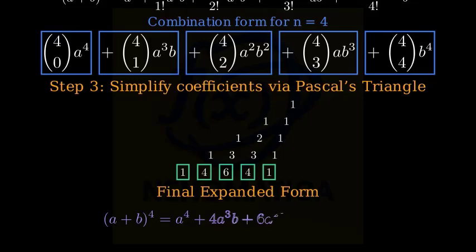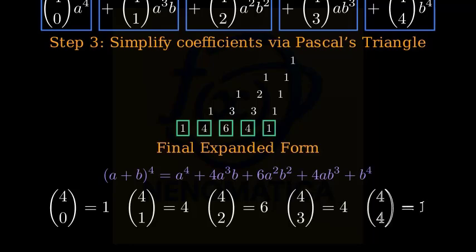Using those coefficients, the simplified expansion becomes a^4 plus 4a^3 b plus 6a^2 b^2 plus 4ab^3 plus b^4. Quick check. The combination values are 4 choose 0 equals 1, 4 choose 1 equals 4, 4 choose 2 equals 6, 4 choose 3 equals 4, and 4 choose 4 equals 1.